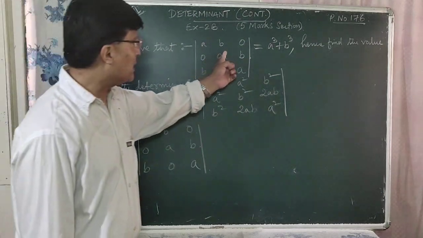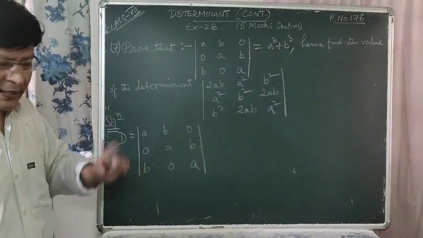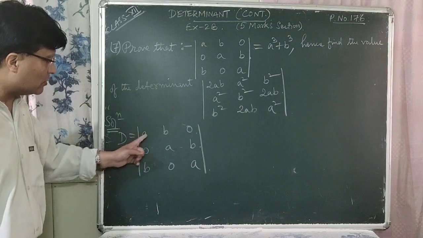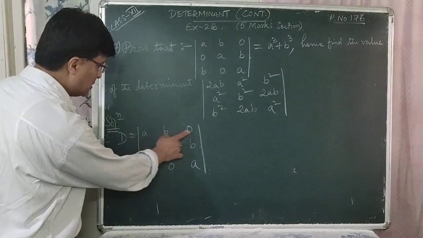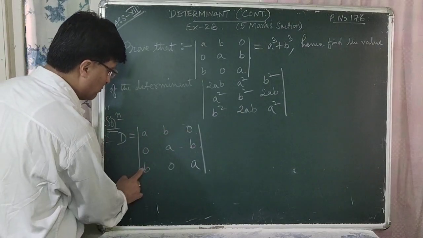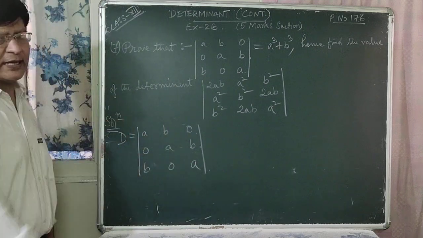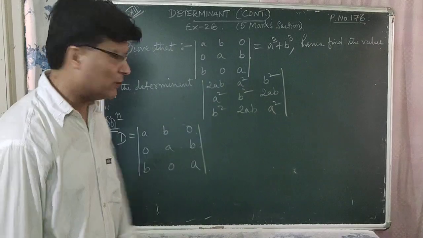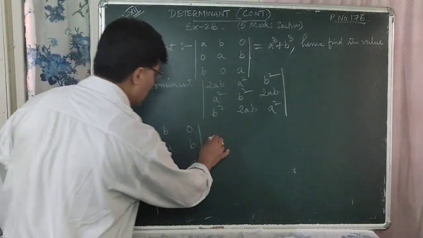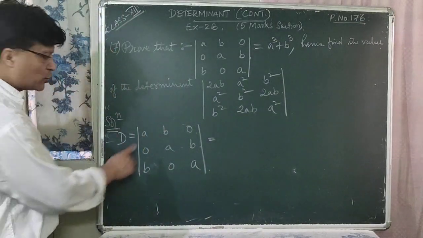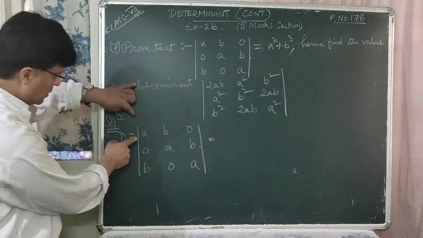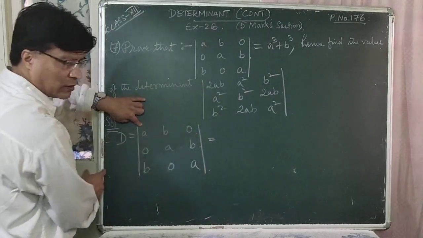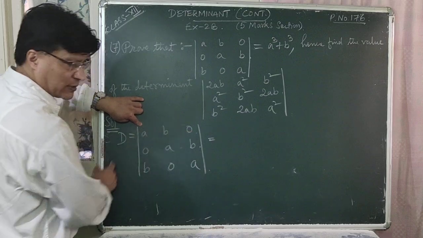You have to prove this LHS is equal to RHS. Let us write down this solution. D is equal to left hand side, that is AB0, 0AB and B0A. You can directly expand it, isn't it? You can prove A cube plus B cube directly. Okay, let us expand it with respect to the first row. If you consider the first row, then plus minus plus.